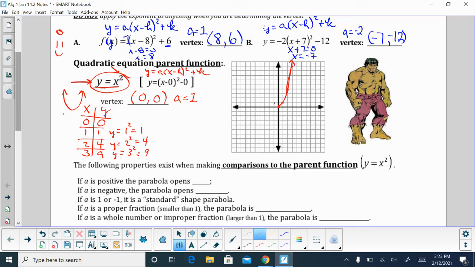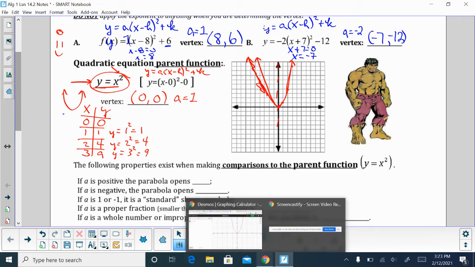And in case you haven't noticed with parabolas, that one side does not reflect very well on the other side, does it? What should happen is my left side and my right side should be a mirror image. Take the left side, fold it over on the right side, and I should be able to transfer those points.